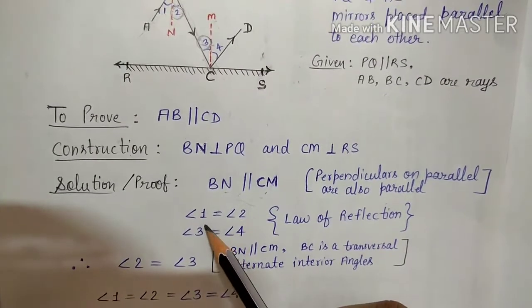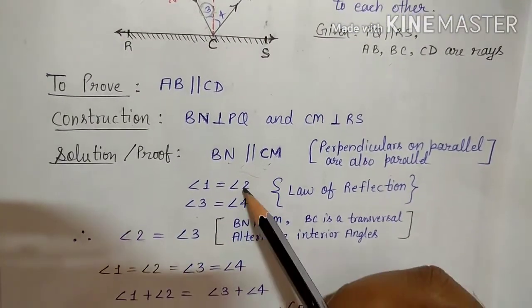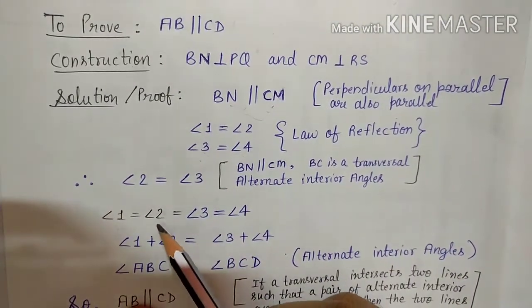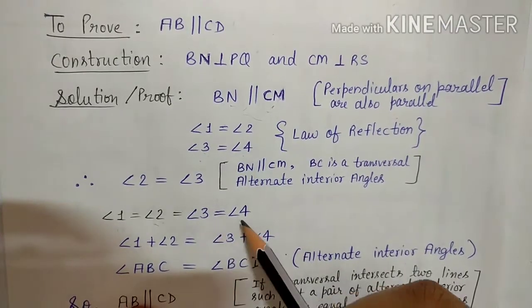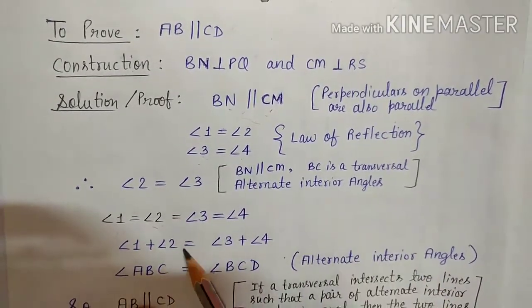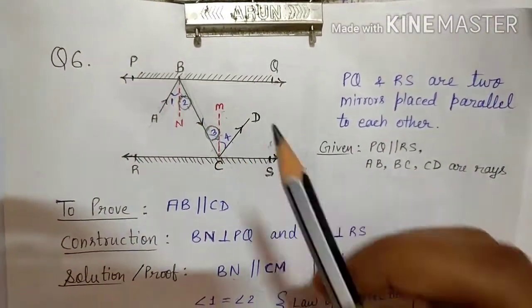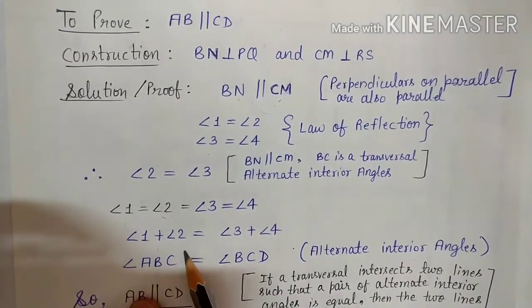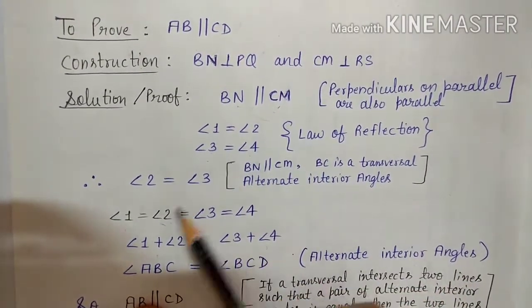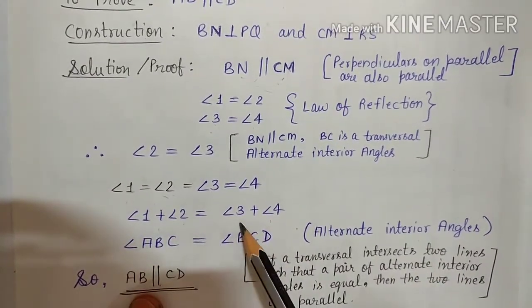Now already we said angle 1 equals angle 2 and angle 3 equals angle 4. Then we have proved angle 2 is equal to angle 3 also. So we can write angle 1 equals angle 2, which equals angle 3, and angle 3 equals angle 4. So all angles are equal to each other. Okay. Now if we write angle 1 plus angle 2 equals angle 3 plus angle 4, because they all are equal only. So the sum of 2 equals will be equal to the sum of the other 2 equals.